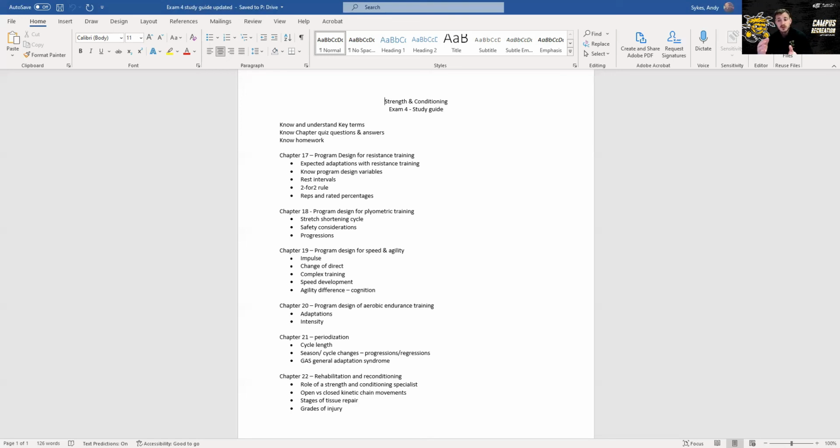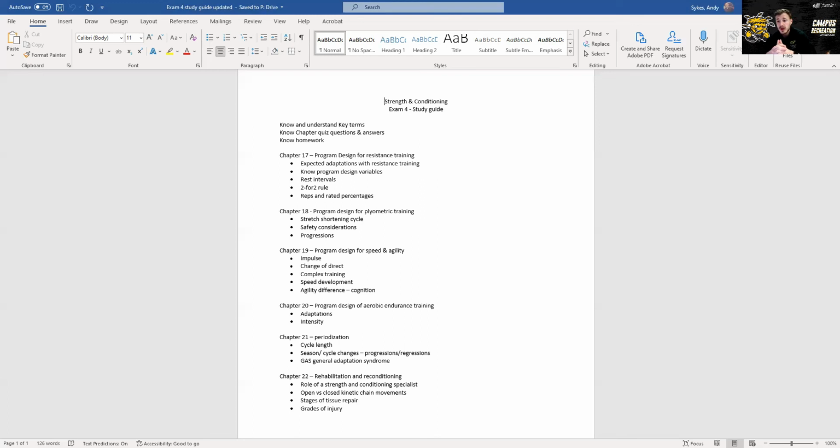Okay, and so all of those types of changes will occur where intensity increases and duration probably decreases. Okay, we're getting more skill specific and less general strength. Okay, so things are transitioning into sport specific activities and skills.